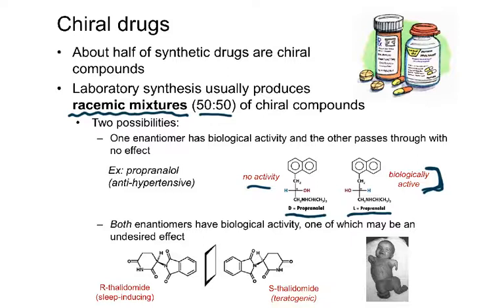right-handed and left-handed version. The R, the right-handed version, the R enantiomer, was the one that had the desired effects of anti-nausea and sleep-inducing, but the left-handed version, the S enantiomer, was teratogenic, meaning it caused birth defects. So it messed with limb development of the embryo, and so there's a whole generation of babies that were born with deformed limbs, not fully formed legs or arms or both, and they're collectively known as the thalidomide babies.